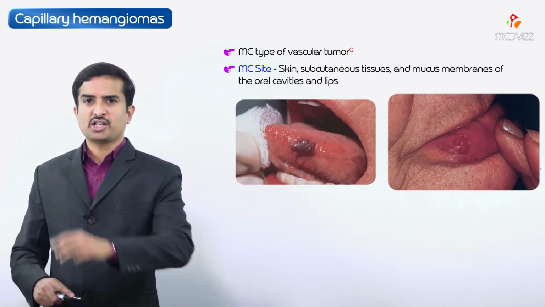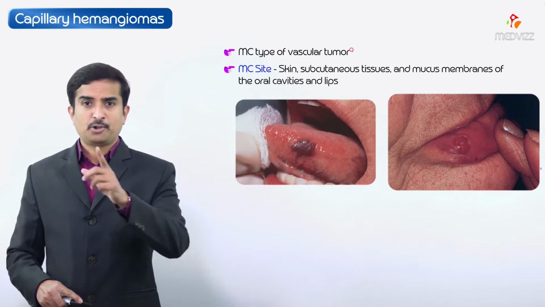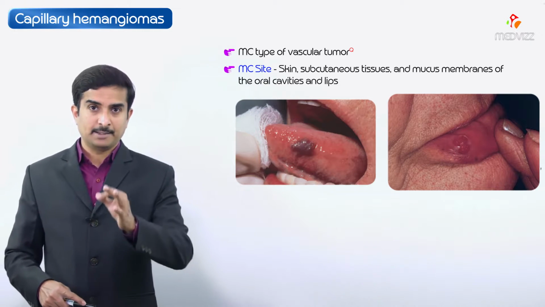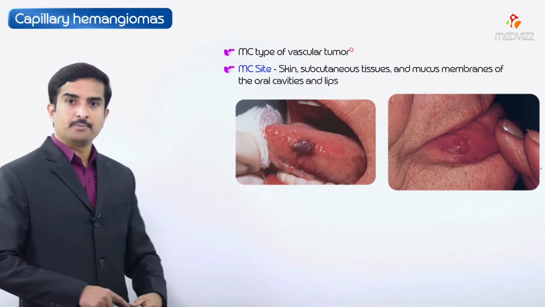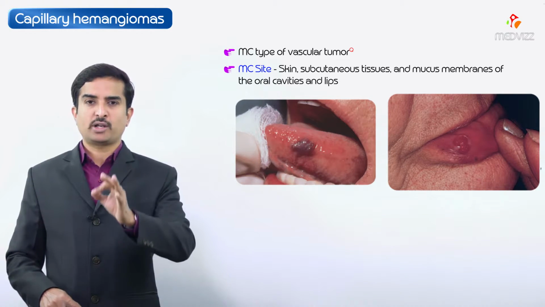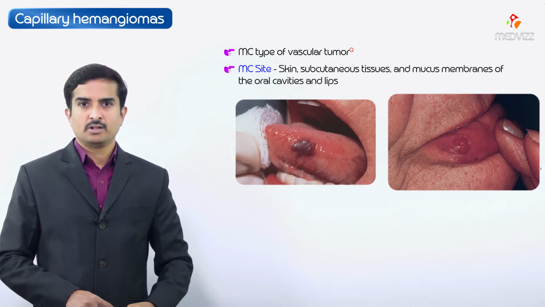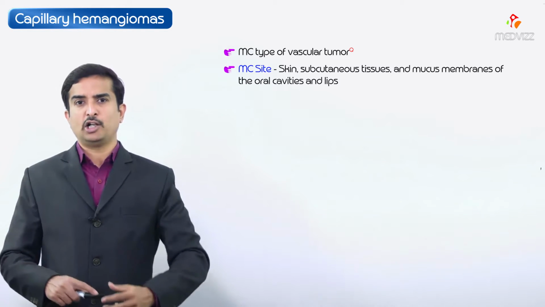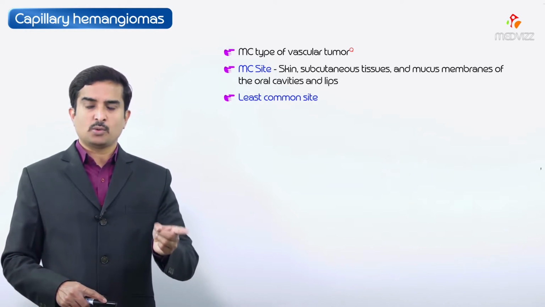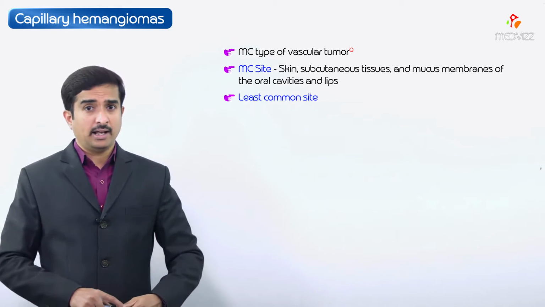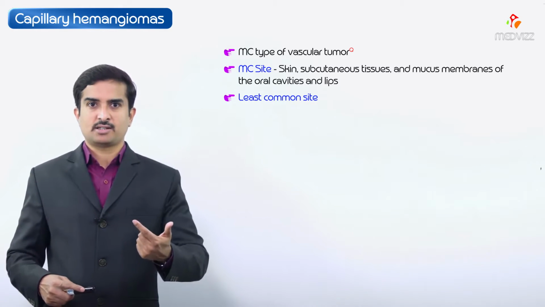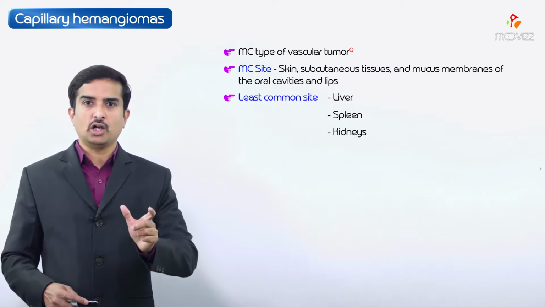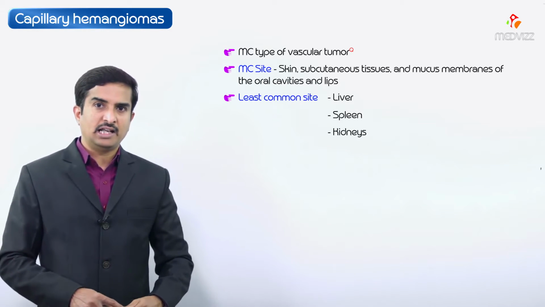So the most common location will be the skin, subcutaneous tissues, and the mucous membranes of the oral cavity and the lips, as you can see in these images over here. These are the most common locations for the capillary hemangiomas. Now, after discussing the most common locations, we also should know the least common locations. Least common locations will be internal anatomical areas, or we can say internal lesions which are visceral in nature, that is liver, spleen and kidneys. Out of all the three, which one will be the most common internal lesion? Your answer should be liver.